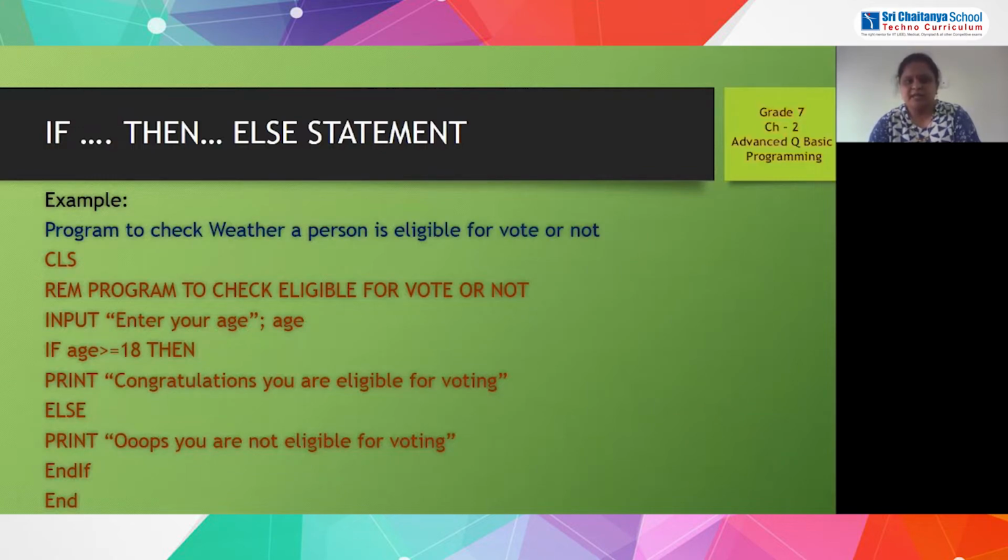Here you can see a program to check whether a person is eligible to vote or not. You all know, right, children? If you want to vote, how old should you be? You should be 18 or more than 18. Then only you are eligible. If you are not 18 or more, then you are not eligible for voting. So using that condition, we are going to display the output here. Let us see how it works.